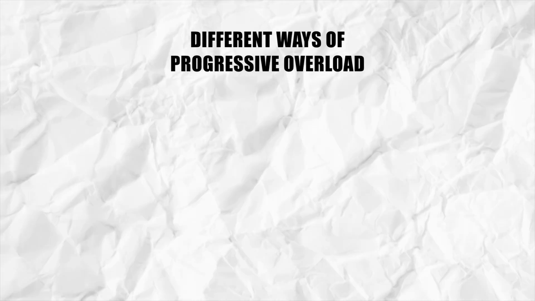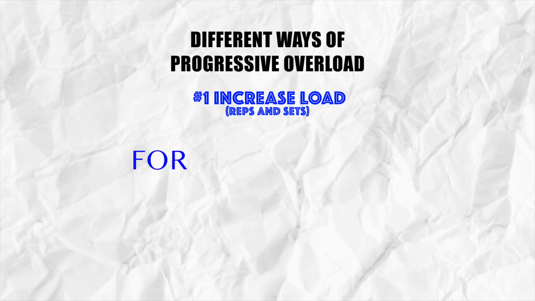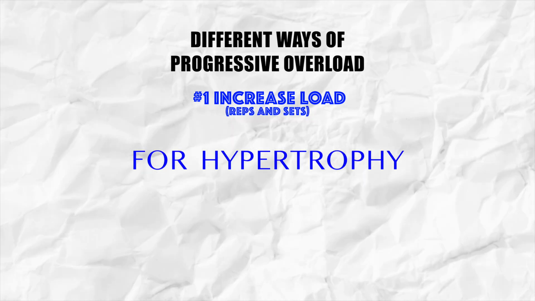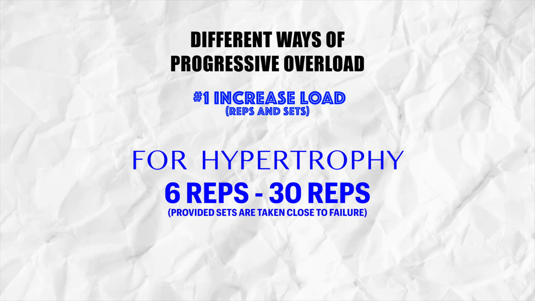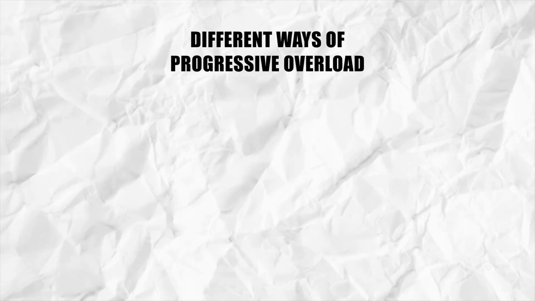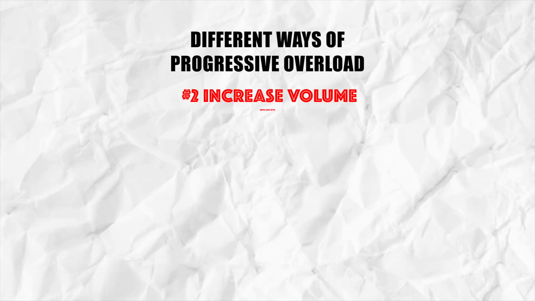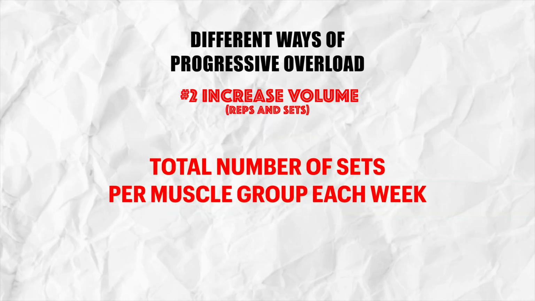So these are the different ways to progressively overload. The first one is by increasing your load, which is through your reps and your sets. For hypertrophy, you can train through a spectrum of rep ranges, provided the sets are taken close to failure. I would suggest for hypertrophy, sticking in the 6 to 30 rep range. The second way is to increase your volume, which also is through your reps and your sets. It's the total number of sets per muscle group or per lift each week.